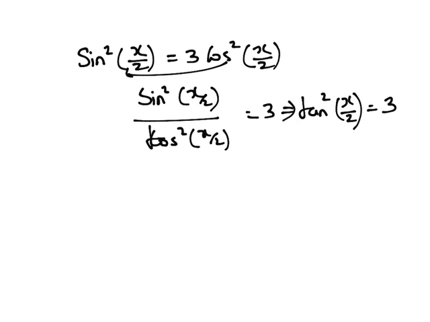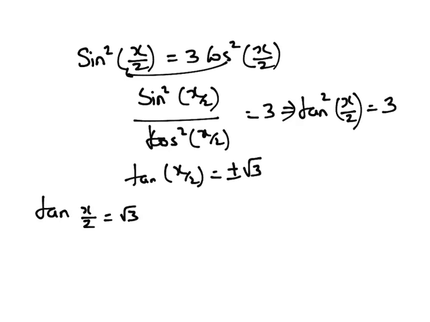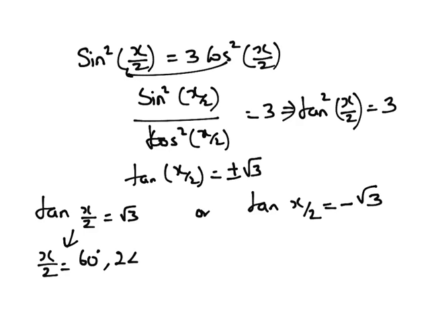So if tan squared x by 2 is 3, it means tan x by 2 is nothing but plus or minus root 3. So it means tan x by 2 can be either plus root 3 or tan x by 2 can be minus root 3. Okay, so this means x by 2 can be equal to, when we get root 3, 60 degrees and also 240 degrees, isn't it, students?